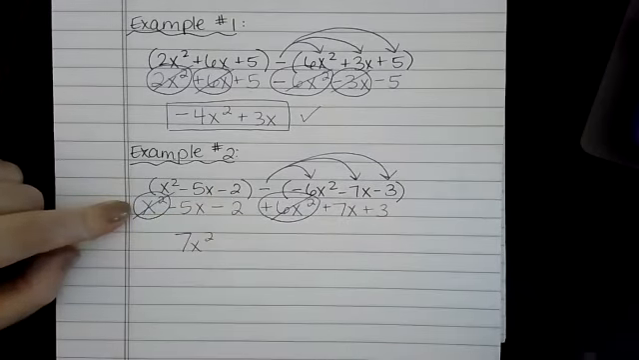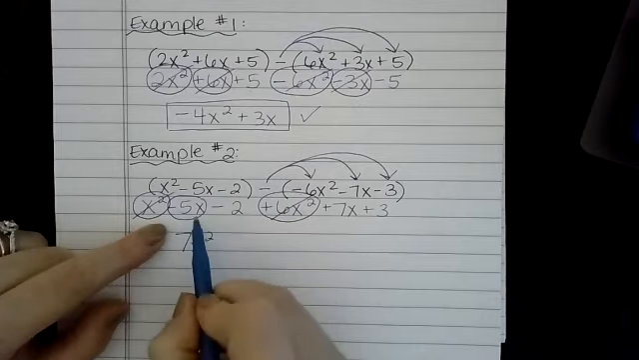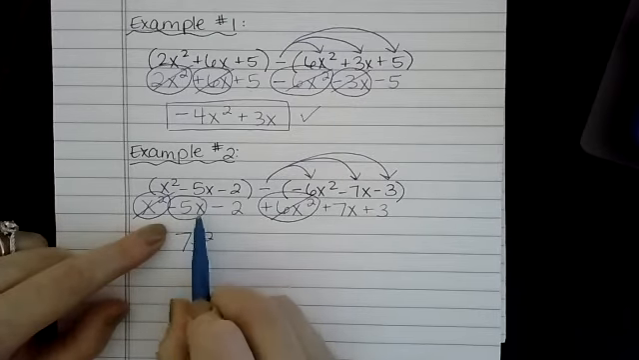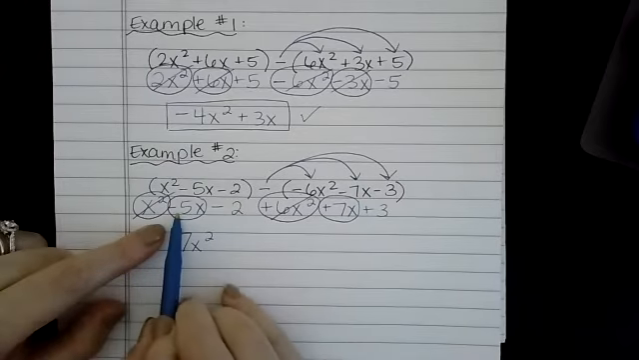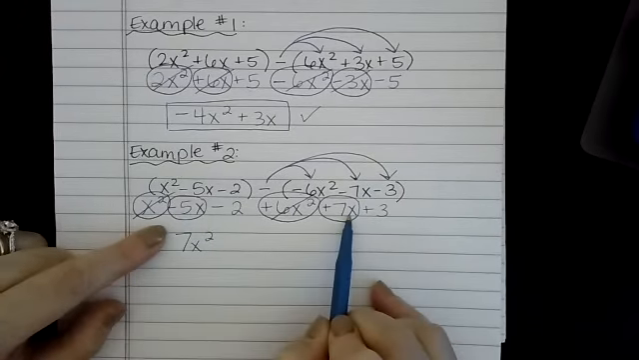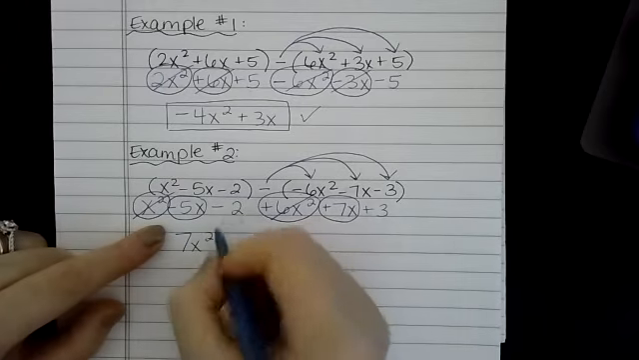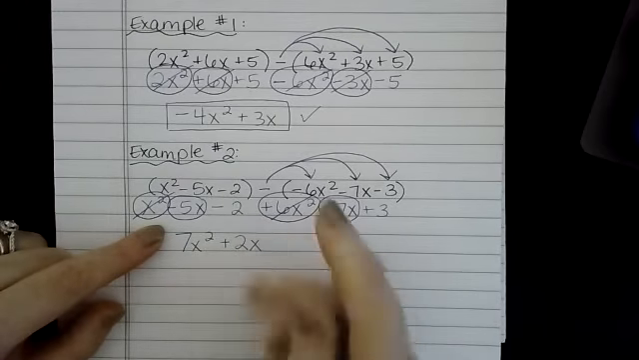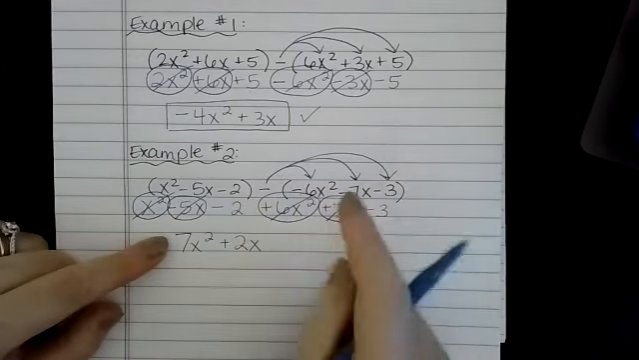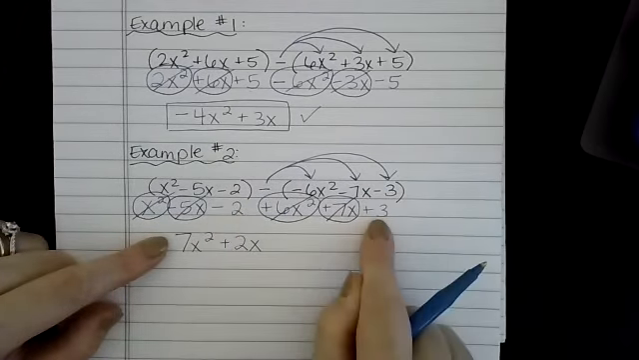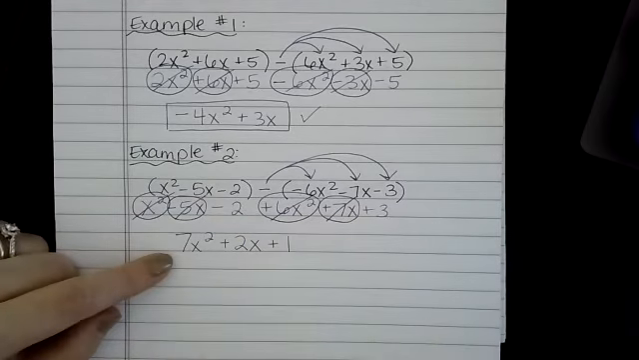Crossing them out. The next one, I see I have negative 5x. Well, the like term has to have just an x, right? Scan, I see positive 7x. So I have negative 5x plus 7x. Well, if I owe you $5 and I paid you 7, that means I paid you 2 more extra dollars. So that means I have positive 2x. Crossing them out. And then finally, I have negative 2 plus 3. I owe you $2. I paid you back 3. That means I gave you an extra dollar, plus 1.